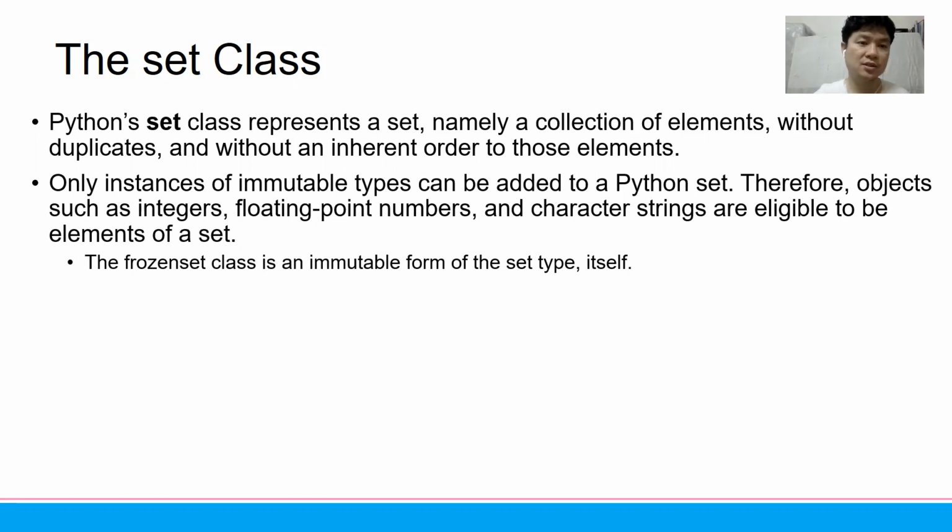We have another kind of class, which is frozenset. The frozenset class is an immutable form of the set type itself. I guess you already know the difference when you learn the list and tuple. List is mutable, tuple is immutable. So you can change the value in a list, but in a tuple you cannot change the value. The same with this one. In the set, you can change the value, but in the frozenset, it is immutable, so you cannot change the value. It's unchangeable.